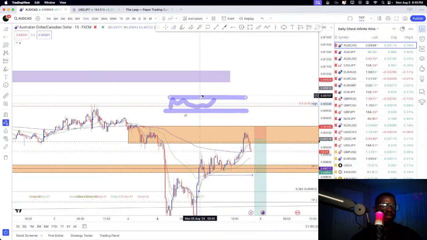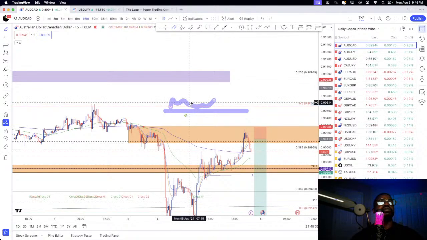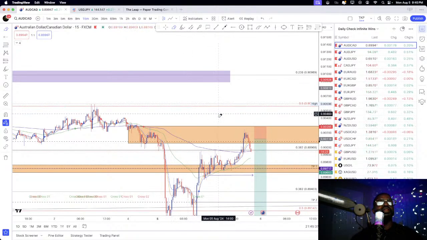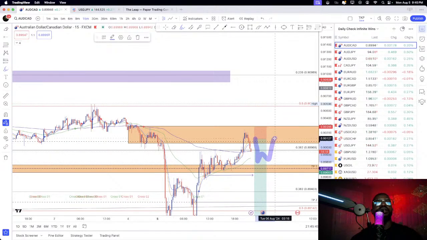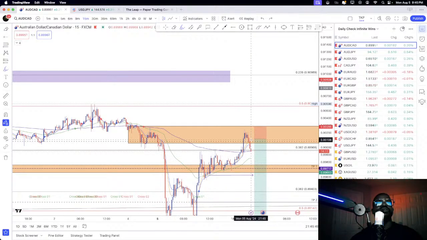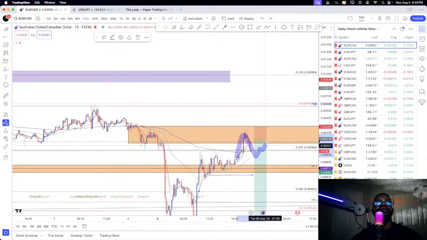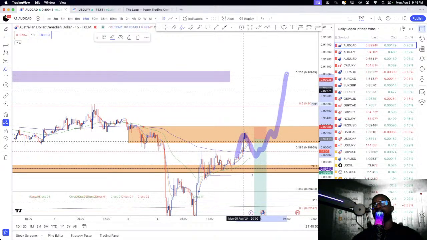Okay, so let's get rid of this stuff. Oh, that was the right tool. If we don't get this break and this move here, what we'll see instead is maybe a retest here or here, and this thing could continue to move up.